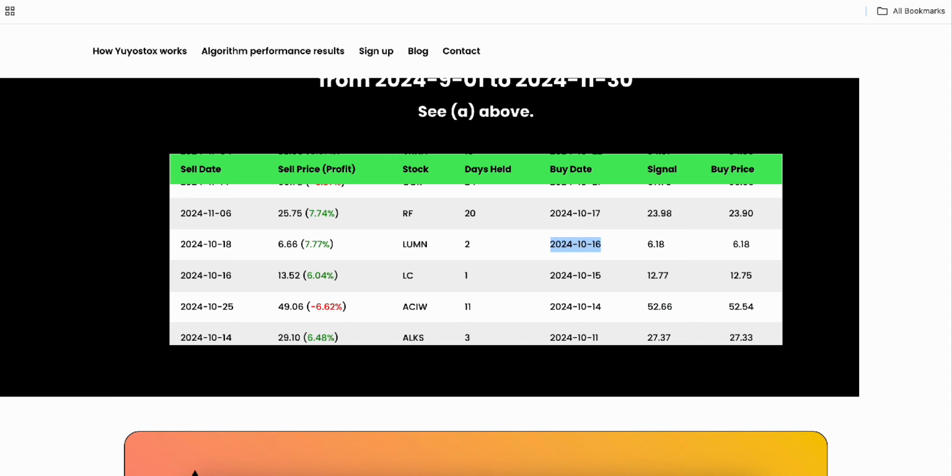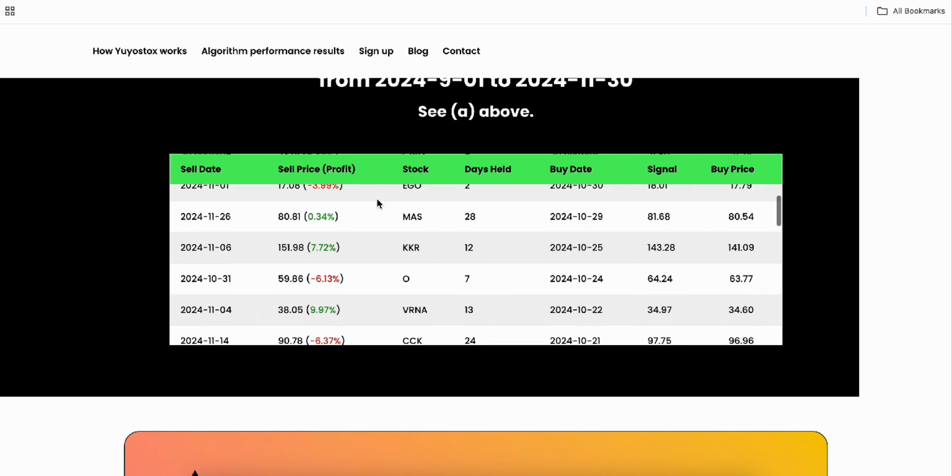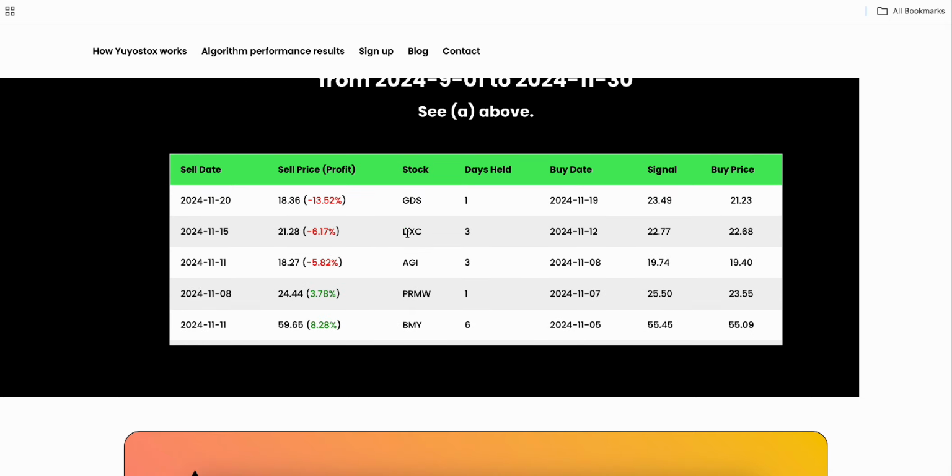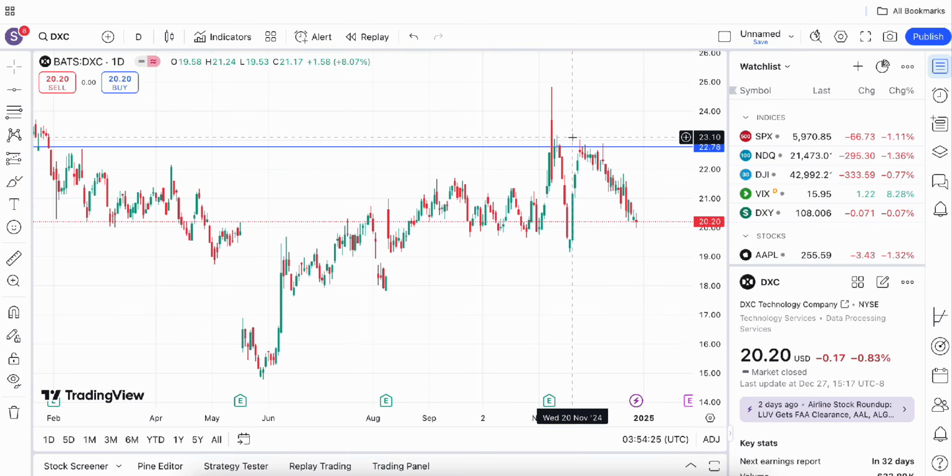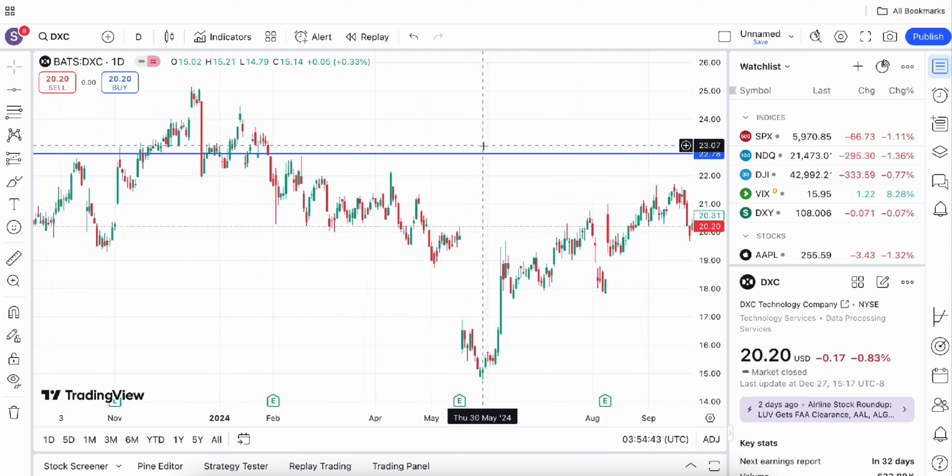So what happens when they lose? I looked at 2 examples. Let's look at DXC, which they lost like 6%, and they bought at 11/12. So November 12th, which is sometime here. So I think what the algorithm is bad at is identifying support versus resistance. It's clearly a place where, if I were a human being, I would have assumed that this is a strong line.